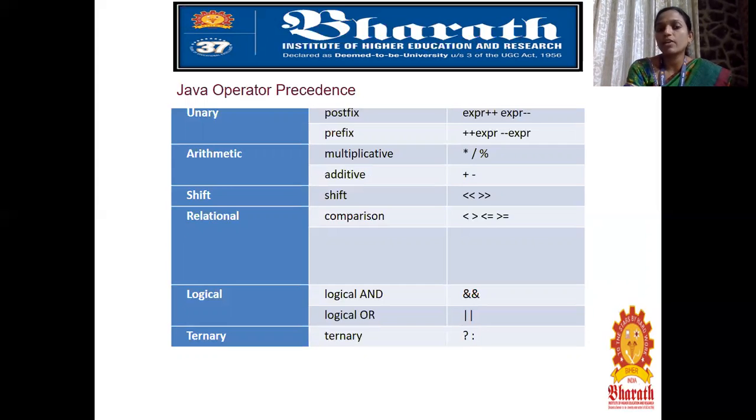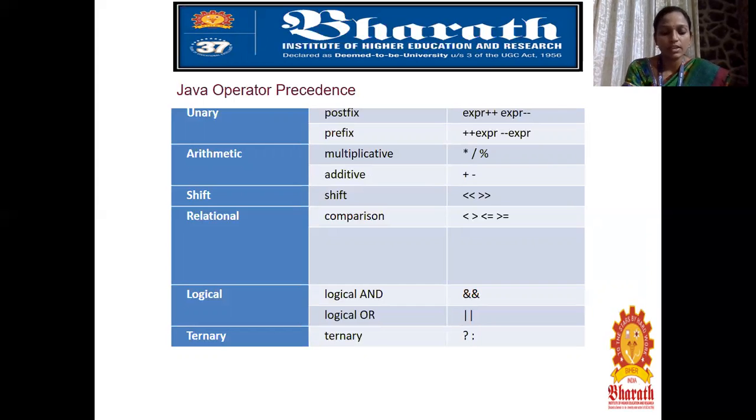Arithmetic operators, we all know, include addition, subtraction, multiplication, division and modulus. We categorize them into multiplicative and additive. Multiplicative means multiplication, division, modulus. Additive means plus and minus. Next, shift operators: there are two types, left shift and right shift.